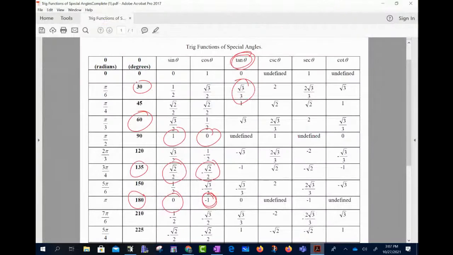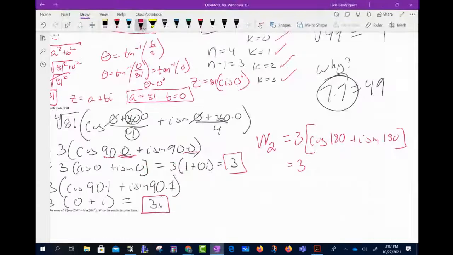So now I'm going to pull up my chart again. I'm going to go to 180. Cosine of 180 is negative 1. Sine of 180 is 0. So when I multiply 3 times negative 1, that gives me negative 3. 3 times 0i, still 0. I don't need to write it. And we got one more to do, y'all, when k is equal to 3.